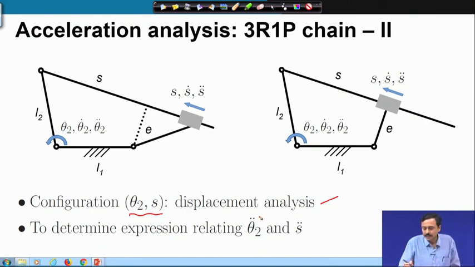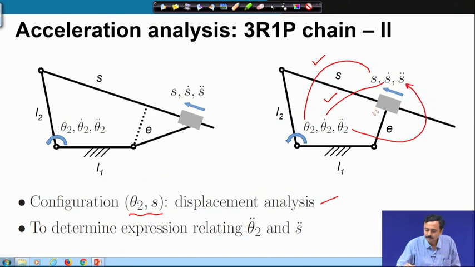We also know the velocity relations. So, essentially we know this relation, we know the velocity relation, what we have to find out is the acceleration relation. So, this is what is our objective in this lecture, to determine the relation between theta 2 double dot and s double dot.